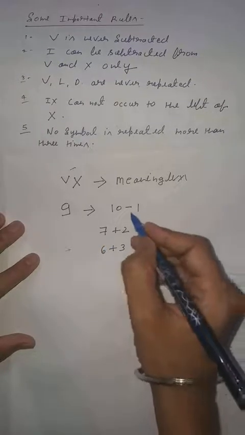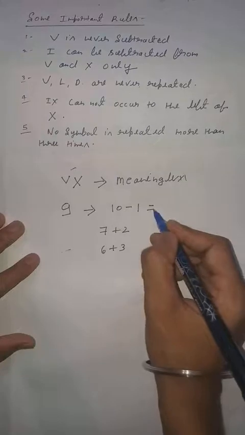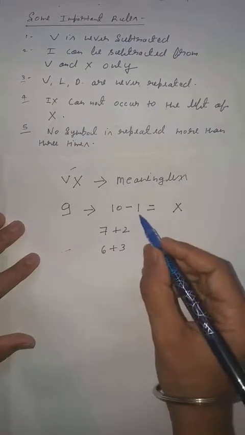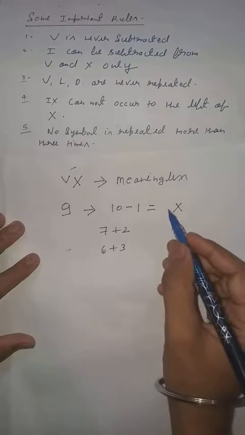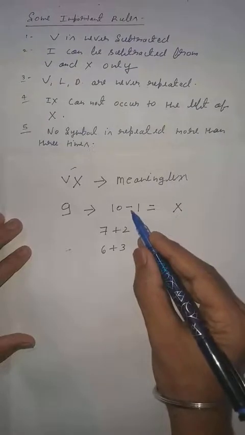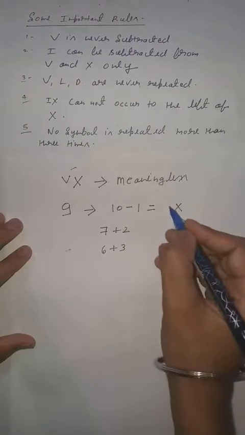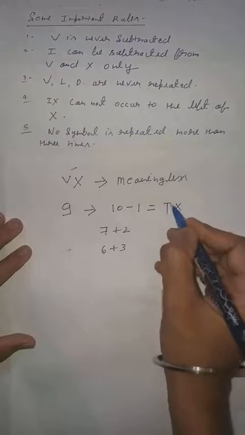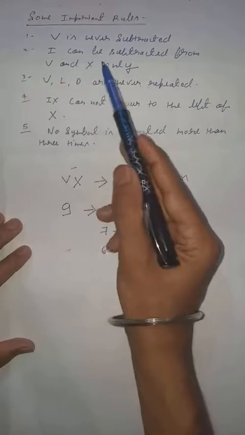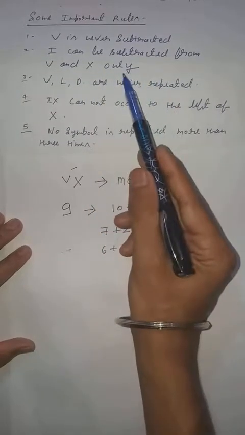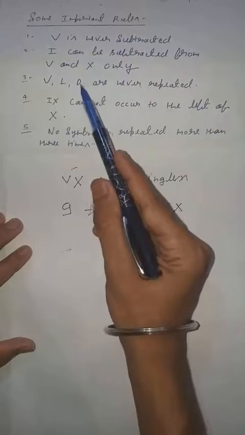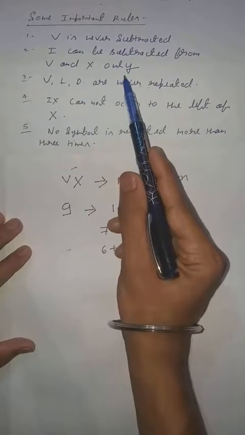So what you will do, first you will write down 10. Now you have to subtract. So now easily you can say you will put the next number on the right hand side of the x or the left hand side of the x. Here you have to do the subtraction, so you will write to the left of the x. Clear to everyone? And you know that I can be subtracted from only V and x only. It means I can be subtracted from only V and only x.